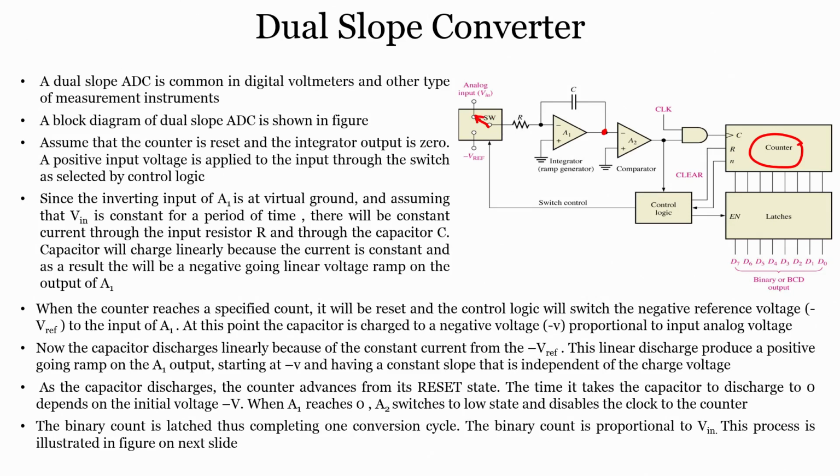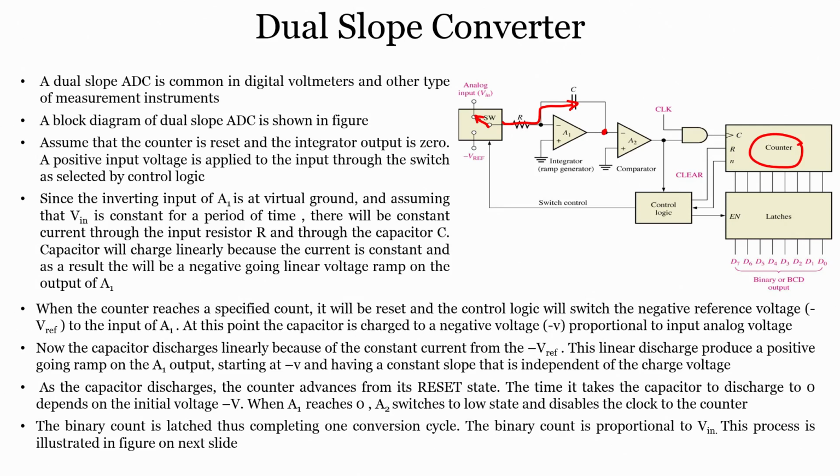and then since the inverting input of A1 is at virtual ground, and assuming that V in is constant for a period of time, there will be a constant current through the input resistor and through the capacitor, correct. When you connect this to plus V in, the capacitor will start charging linearly because the current is constant, and as a result there will be a negative going linear ramp on the output of A1, correct.